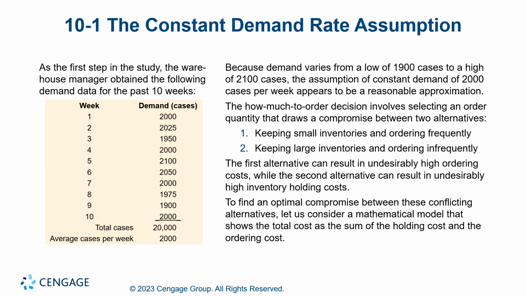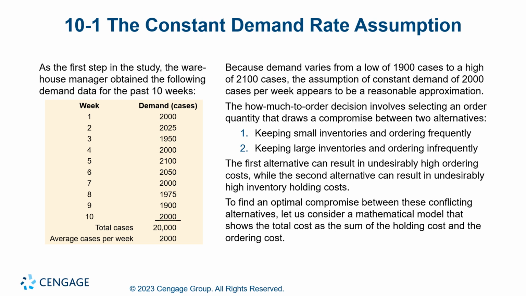It increased 25 units in the second week, and it decreased to 1,950 in the third week, and so on. So the total cases is 20,000, which means we could say that the average cases per week is 2,000 cases. So strictly speaking, these weekly demand figures do not show a constant demand rate. It fluctuates a little bit.